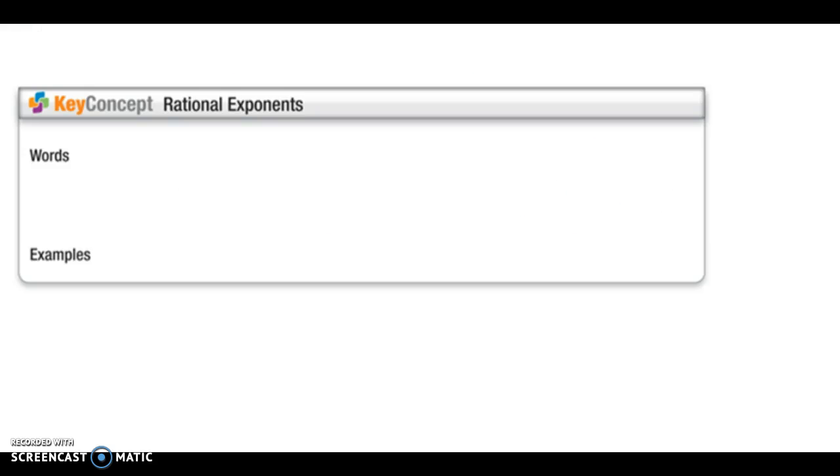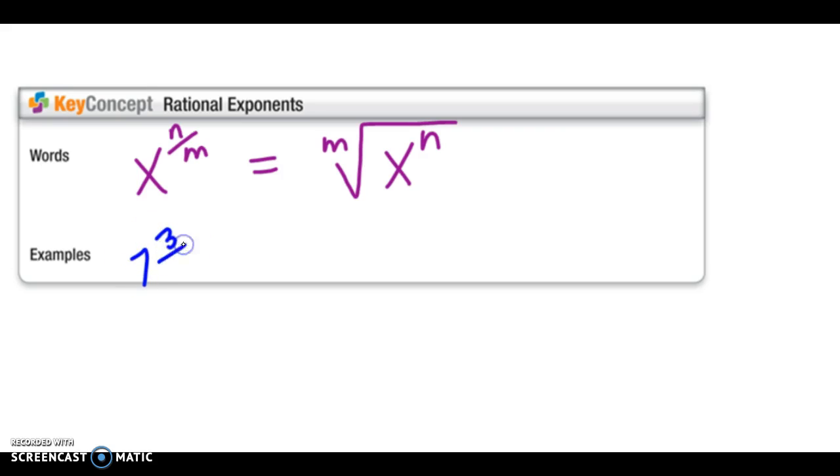When we write this out, a rational exponent, meaning a fraction, rational is fractions. So another way to write this is, let's just say x to the n over m, generically speaking, is going to be m is our index, x to the n power. All right, so for instance, let's say 7 to the 3/5 is the same as the 5th root of 7 cubed.